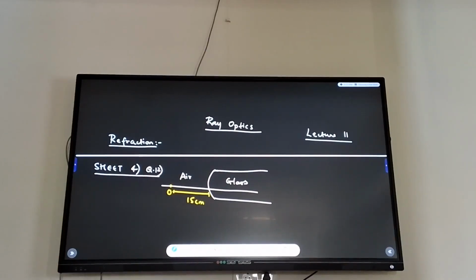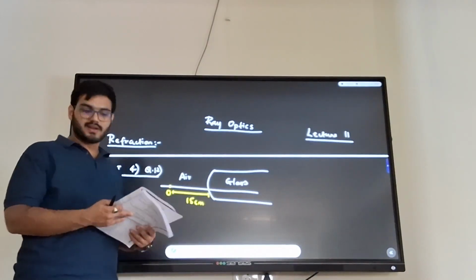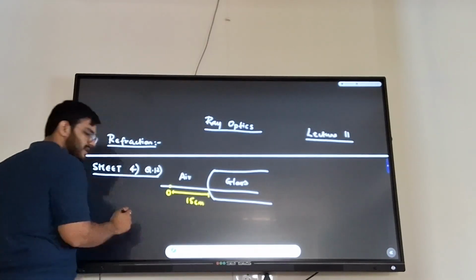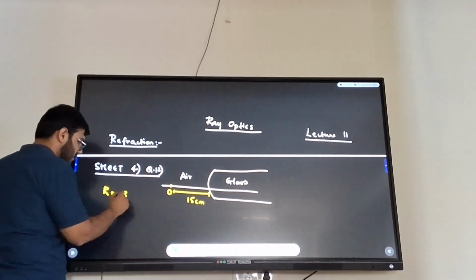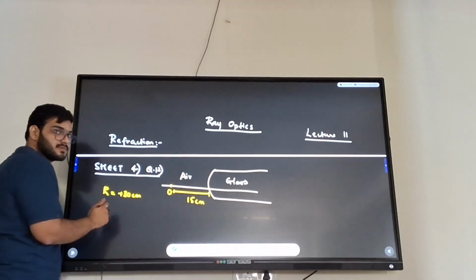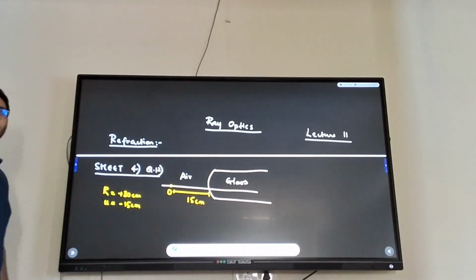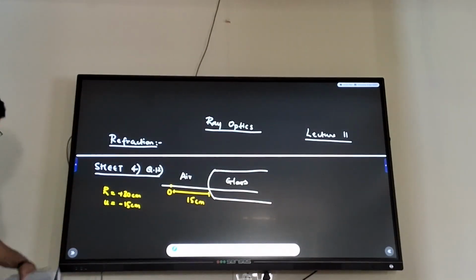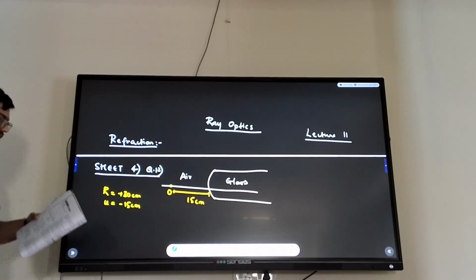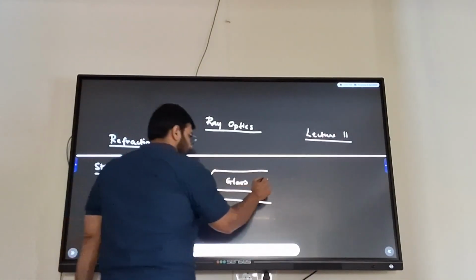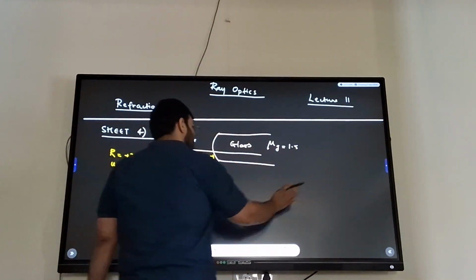It's given you have a point object placed in front of this, and the radius of curvature of this thing is mentioned. What is that going to be? 30 centimeter plus or minus? It should be plus. What about u? Minus 15 centimeter, right? Given this information, they are asking to find the image would be formed at what position. So they are asking B. And I think mu of glass is mentioned. What is mu of glass? That's 1.5. Yes.